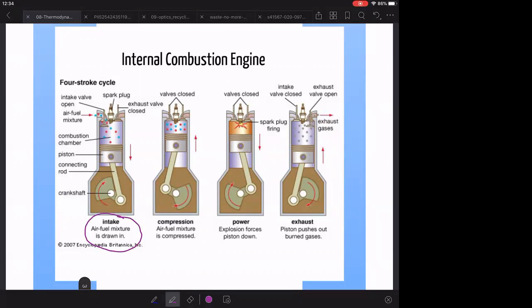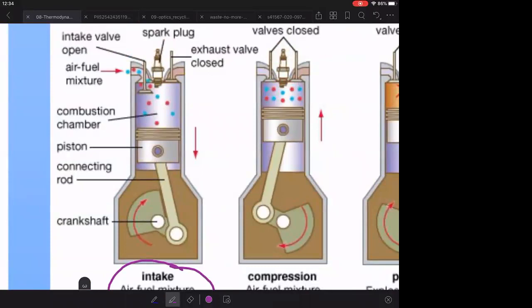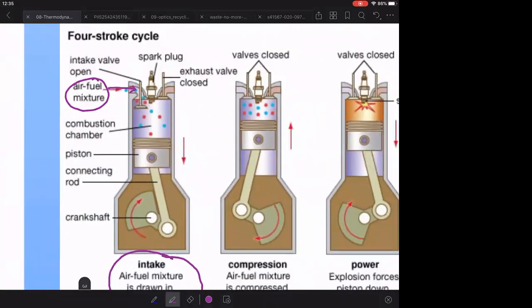What does that mean? First of all, let's think about what are the different parts. Okay, you zoom in here. So at the top here, you see the air fuel mixture. It's coming from the fuel source, fuel tank, whatever, into the system through a valve. Okay, and that's the intake. And this is the combustion chamber where this happens.